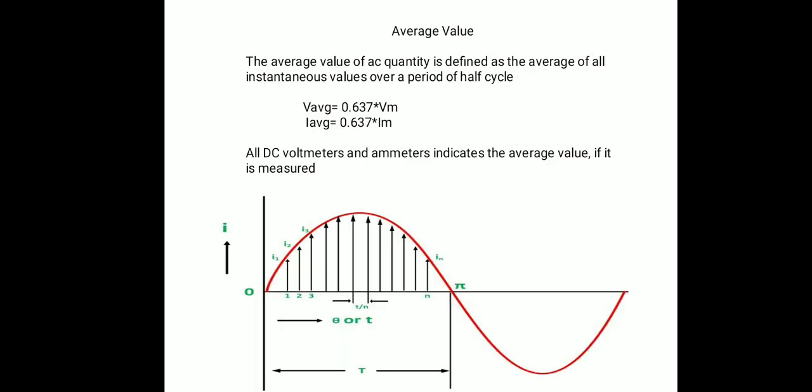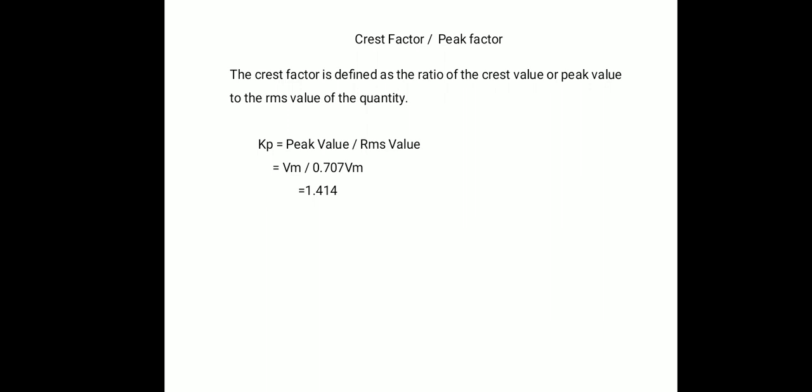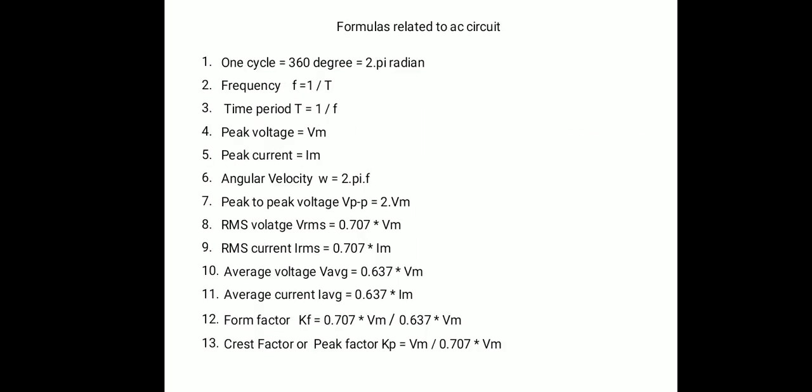Average value is the average of all instantaneous values over the period of a half cycle. Ratio of RMS value to the average value gives us the form factor. Ratio of peak value to the RMS value gives us the crest factor, which is also called the peak factor. And these are some formulas for instantaneous voltage and current, and these are the summarized formulas we have studied.